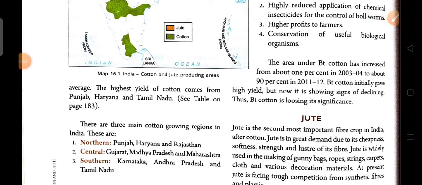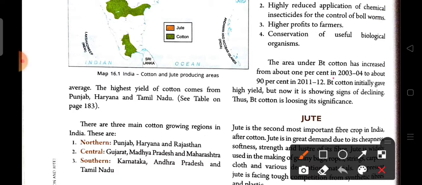The area under BT cotton has increased from about 1% in 2003 to 90% in 2011 to 2012. So here we can see there is a drastic increase in the application of the BT cotton.